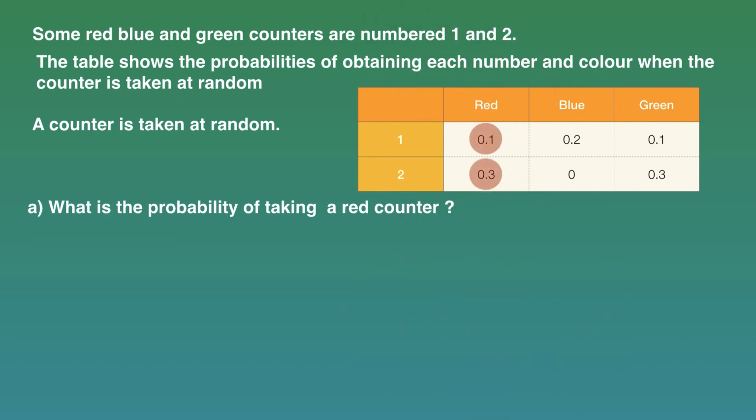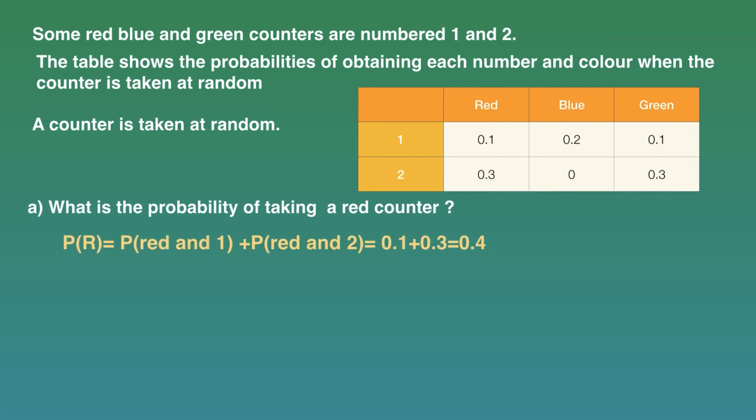Counters can be red and number 1, or it can be red and number 2. These two events are mutually exclusive. They cannot occur at the same time. It's not possible for you to pick a red counter which is also number 1 as well as 2 at the same time. If we let R be the event that the red counter is picked, then we can find the probability of picking a red counter by adding the probability of red and 1 with the probability of red with 2, which is equal to 0.4.